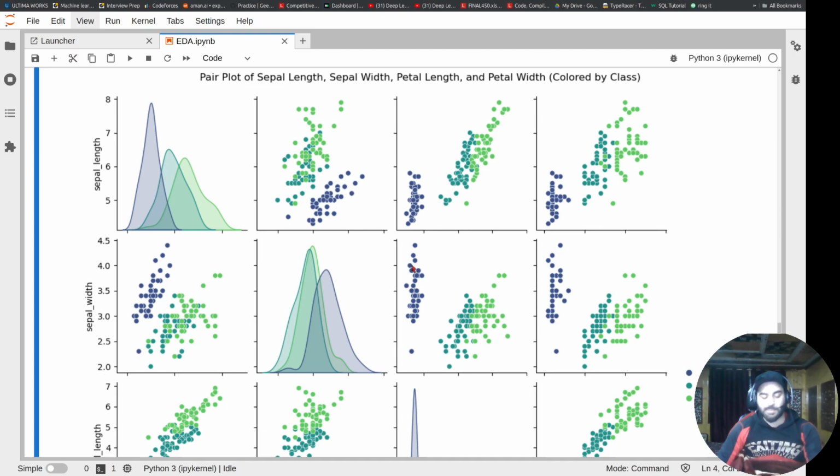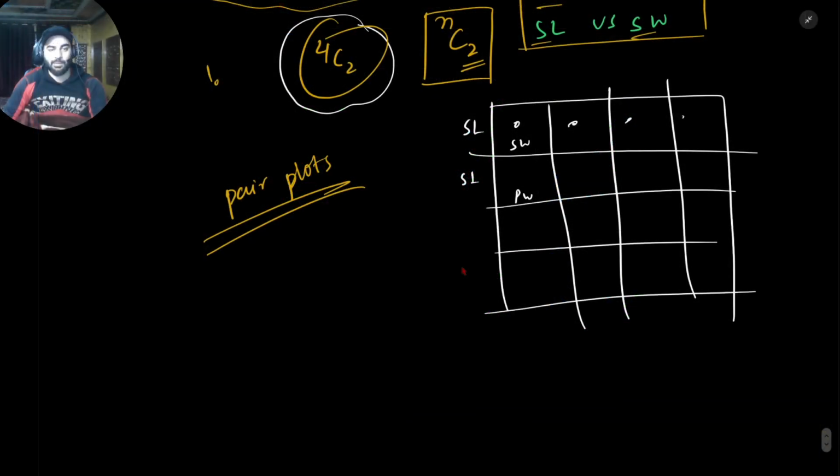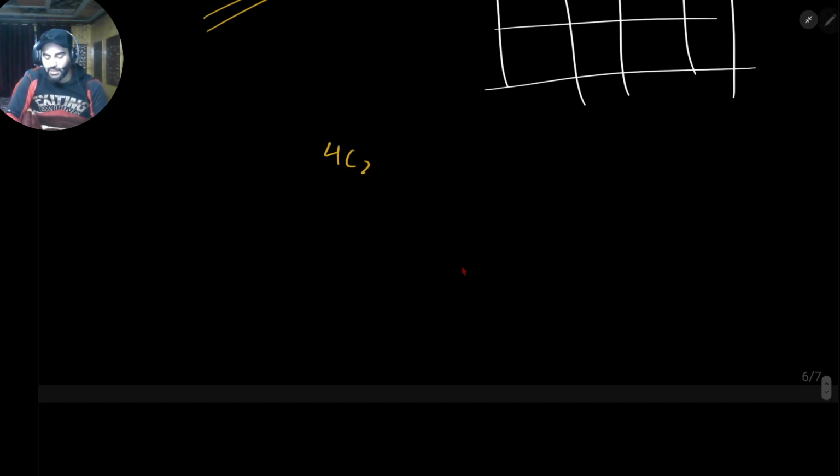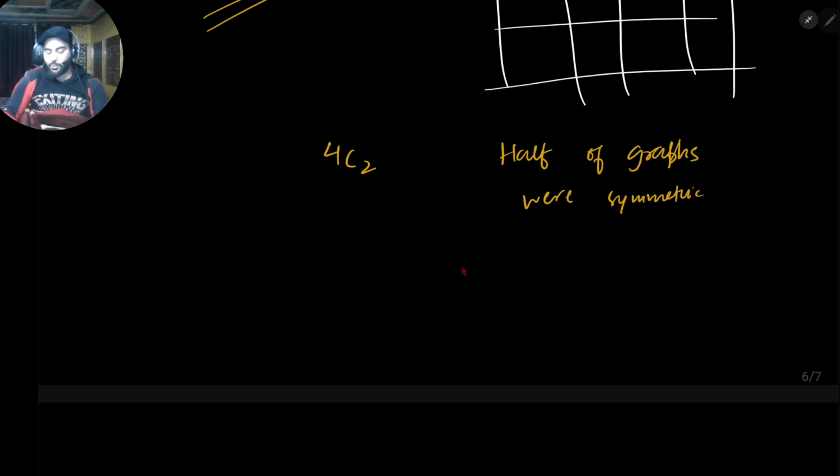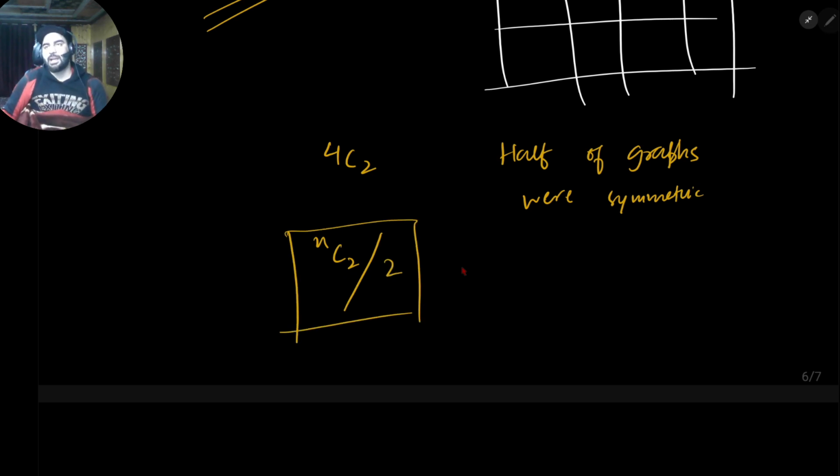Is the last part clear, what I told you in the pair plot? It is not necessary that you plot all these graphs. What we did is we plotted 4C2 graphs here, but you know that half of these graphs were symmetric. So what we can do is plot NC2 divided by 2 graphs. Because you know there is symmetry in the graphs, it is best to just plot half of the graphs to get an idea. Is it clear?